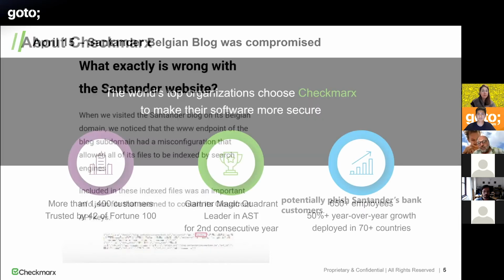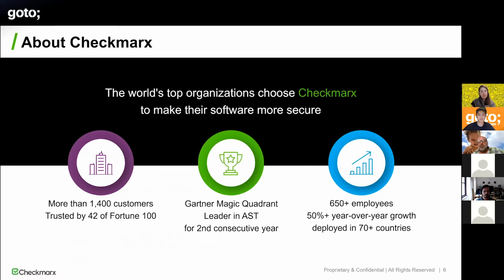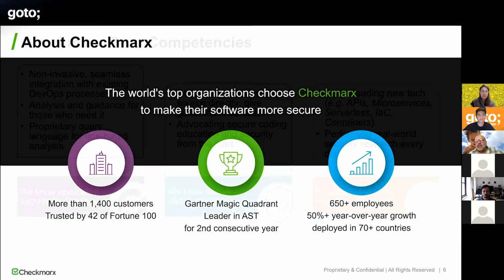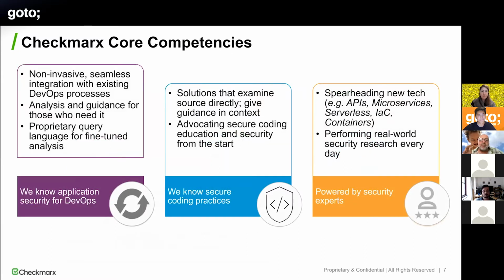So Checkmarx has about 1,400 customers. We have a lot of large Fortune 100 customers in Europe and the US. We are a Gartner Magic Quadrant leader. We have about 650 employees worldwide, and we are deployed in about 70 countries. We have three competencies. One, we understand application security for DevOps. The second, we know secure coding practices, and we have a great team of security experts that enable us to power the tools with the latest and greatest.